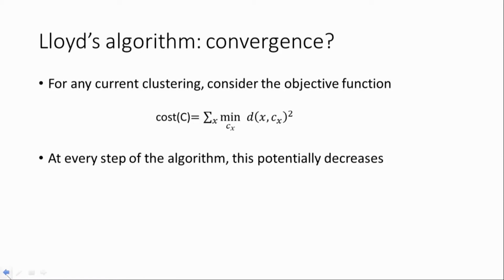Okay. Why is this called a potential function argument? Because just like in physics, you can think of this as kind of like a potential. So think of what happens in physics.